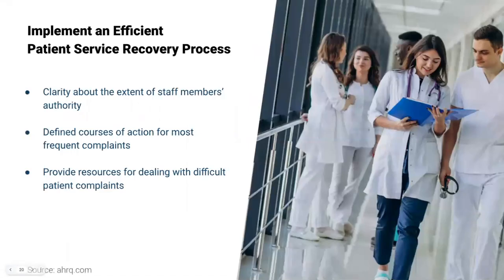With those 5 components in mind, let's talk about how to implement them into a service recovery process. In general, staff members need to have the authority to make decisions about handling complaints autonomously so that they can act quickly. Specifically, they need clarity about the extent of their authority to act on complaints without getting approval from managers, defined courses of action for the most frequent complaints, and a clear system of resource people, authority lines, and backup systems for dealing with unprecedented difficult situations.